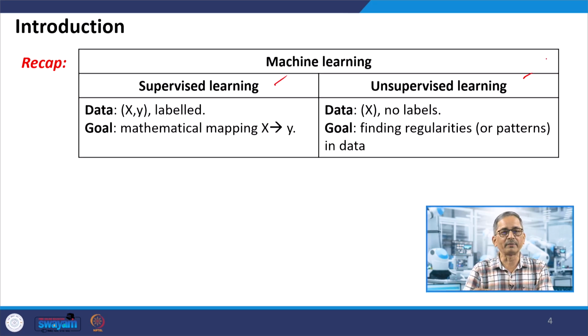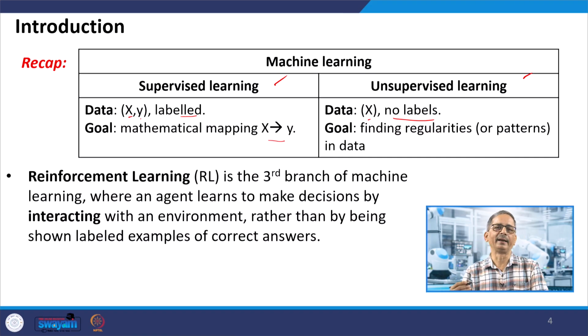In the case of supervised learning, we have the input and output, and the outputs are labeled. And in the case of unsupervised learning, we have the input and there is no labeling over here, so output is not there. The goal in supervised learning is the mathematical mapping from input to output, whereas in unsupervised learning, the goal is finding the regularities or the pattern in the data.